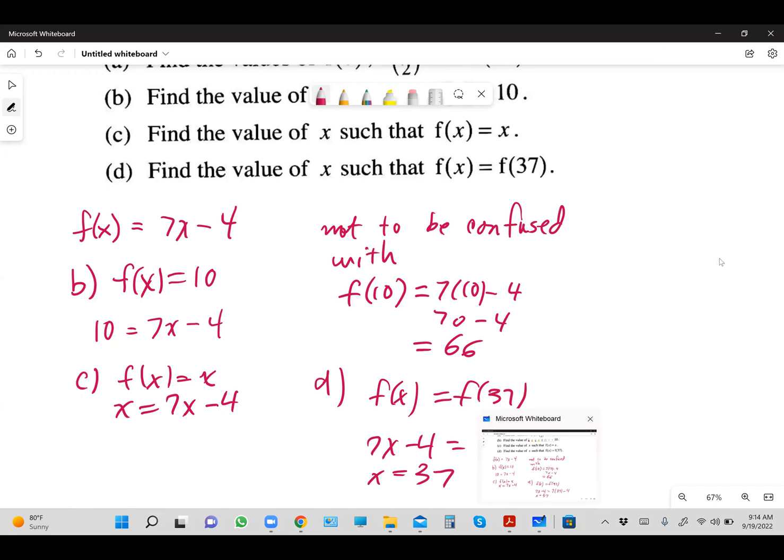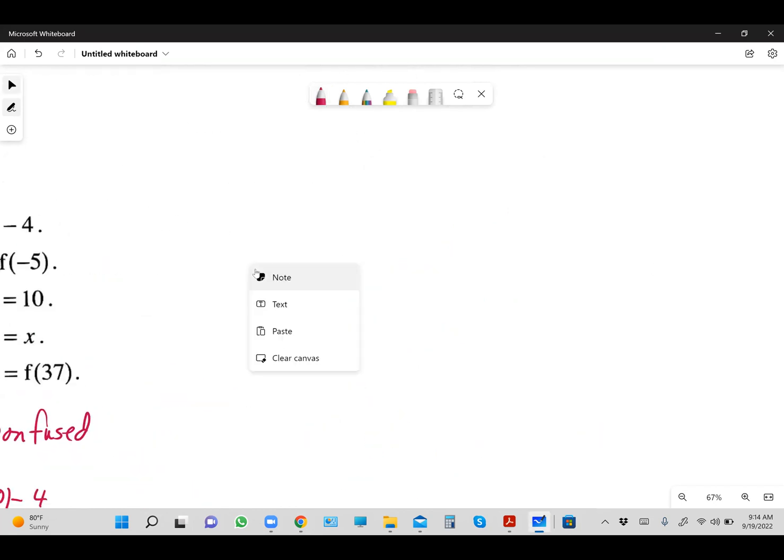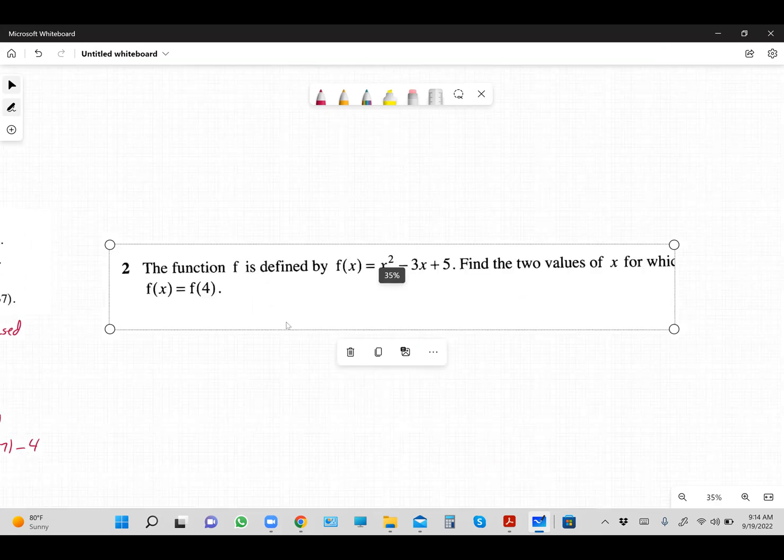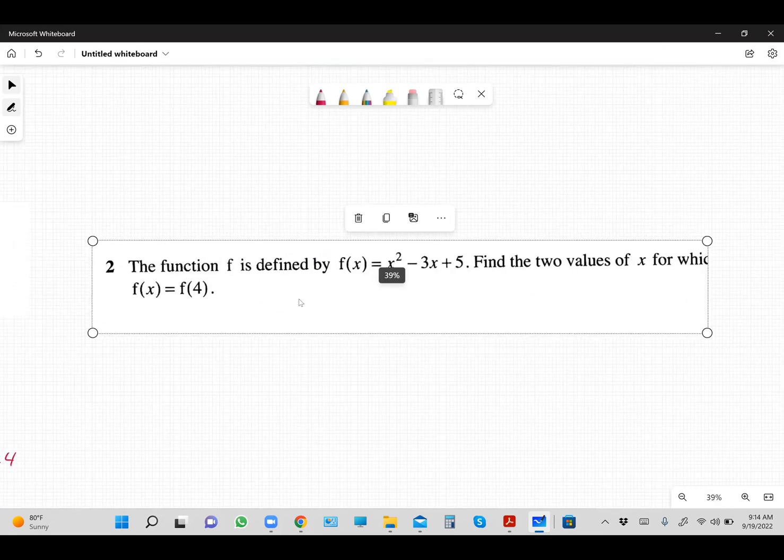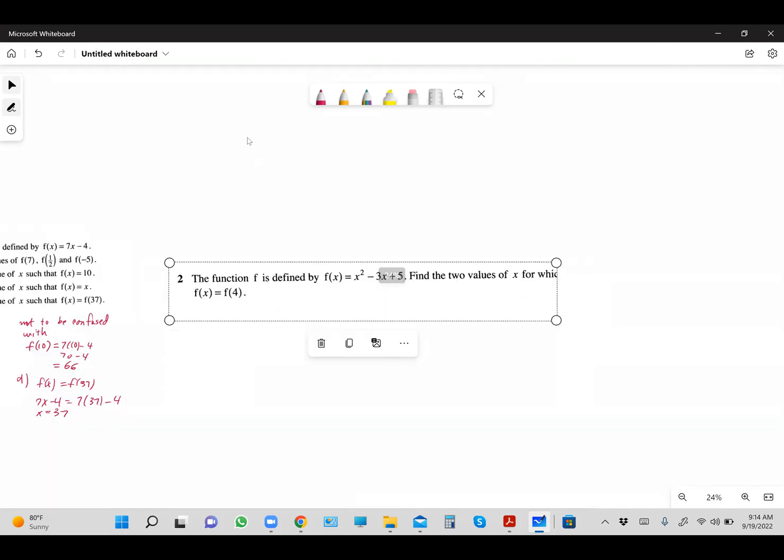Okay, so let's go ahead and paste this question here. Let's say I asked you this question on Friday. How on earth would you solve that question? The function f is defined by f of x equals x squared minus 3x plus 5. How would you solve it? So first you would substitute 4, correct.